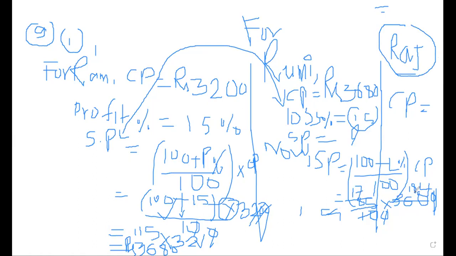184. 17 into 184, do. 17 into 184. What will you get? You will get 3,128. This 3,128 is the cost price, CP, for whom? Raj. But this is the selling price for Rumi. Selling price for Rumi is the cost price for Raj.